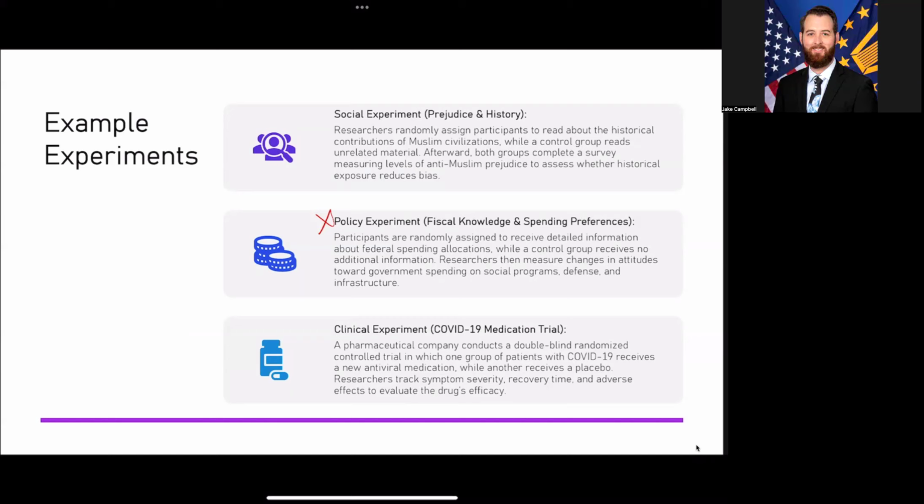And the experimental group, or the treatment group, was then given some information on the current federal budget, how much was allocated to each of those different things, and then post tested to see if there was a resulting change in their preferences for spending once they had been exposed to information about what the federal government spends.